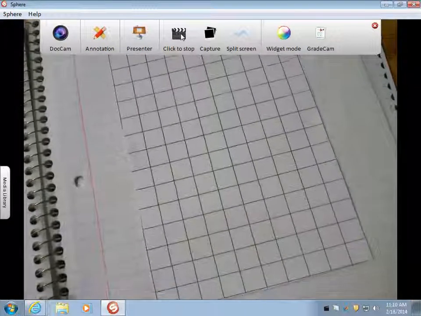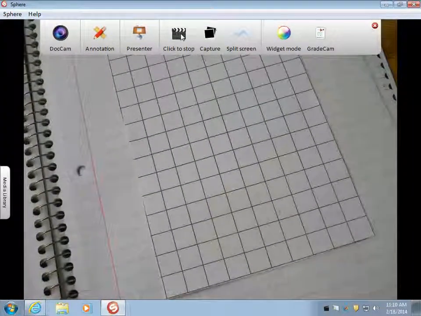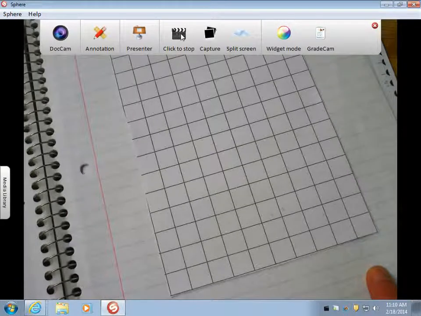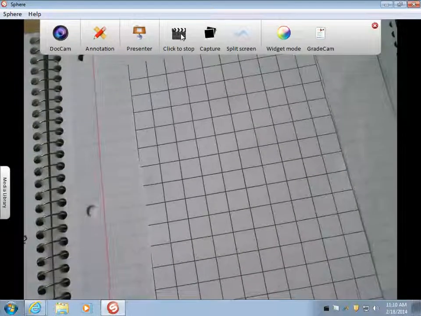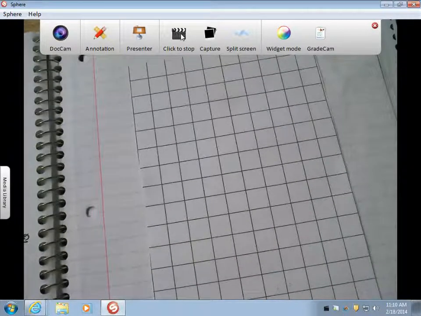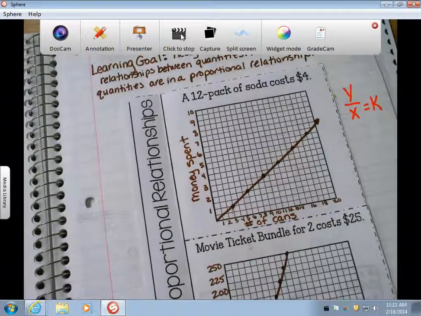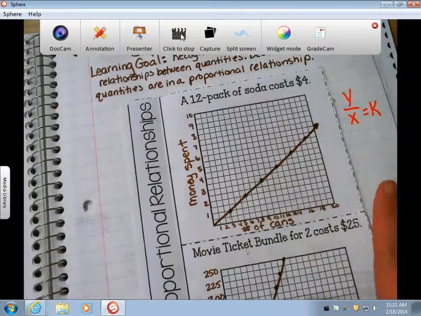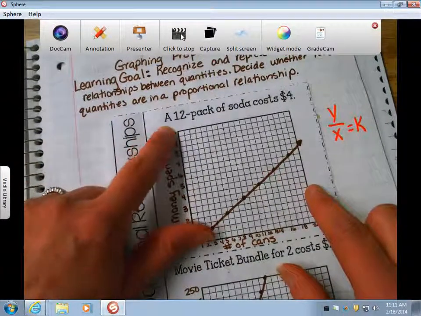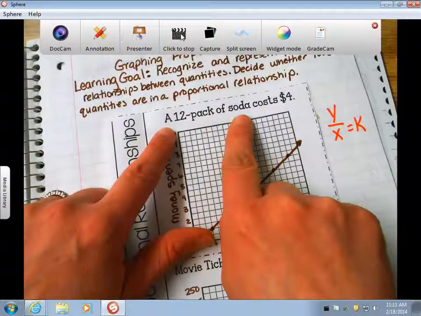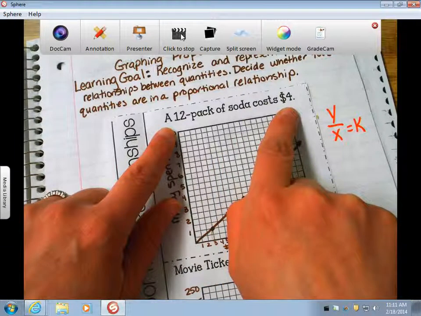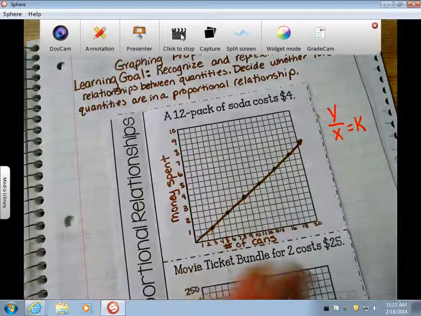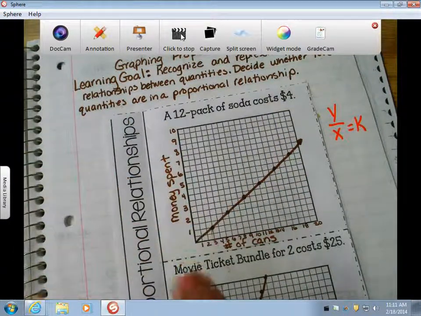You are going to be figuring out the proportional relationship of a 12-pack of soda that costs $4 and figuring out how much you could get for $1, how much you get for $2, how much you could get for $3. And then also a movie bundle. Movie ticket bundles for two cost $25. So if one couple was going, how much would that cost? If two couples were going, how much would that cost? Three couples going, how much would that cost? And so on. The other story problem that we'll be doing is this one.